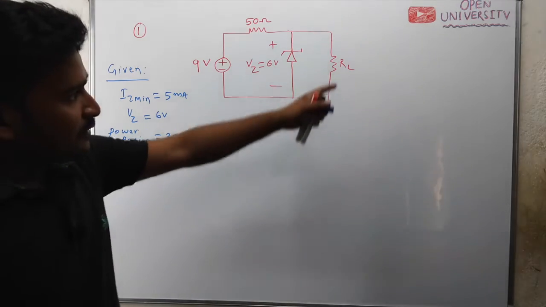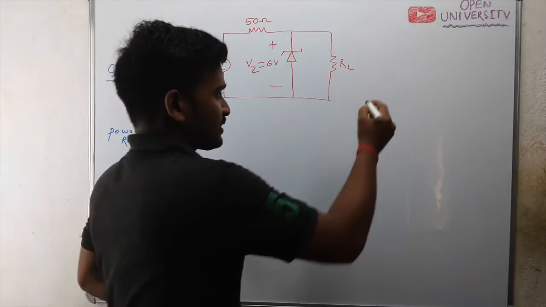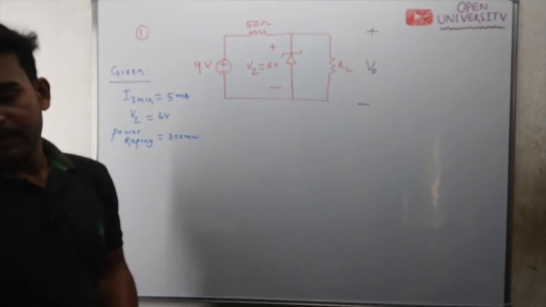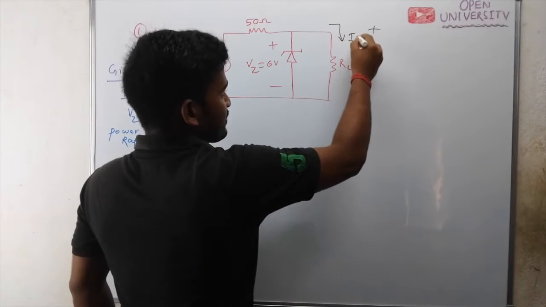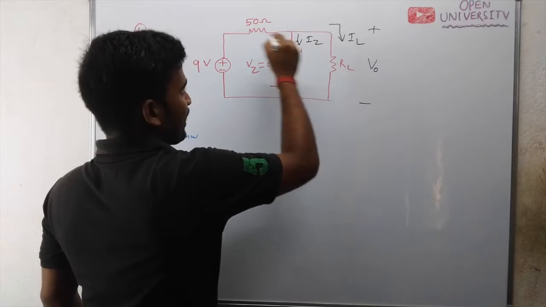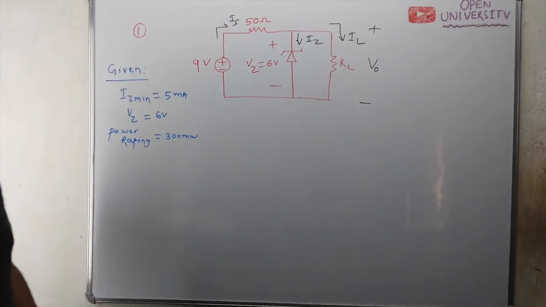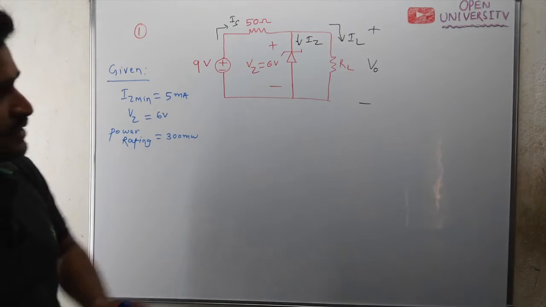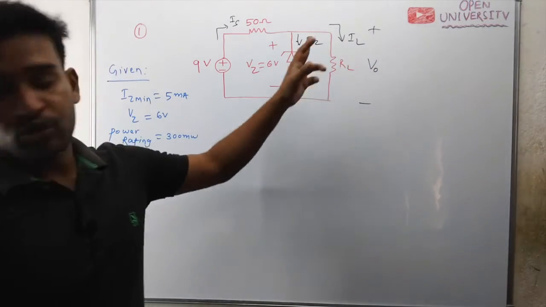It is asked that if this output voltage V0 is to remain regulated or fixed, then what should be the range of load current? This is your IL, and this is your IZ, and this is your IS. It is asked to find the range of load current and the range of load resistance.